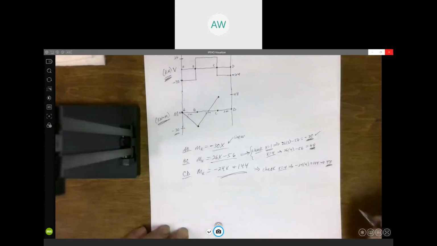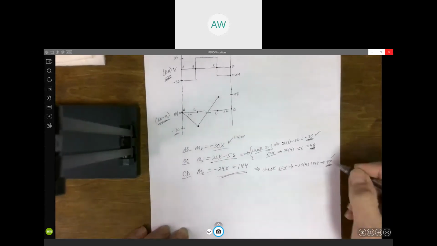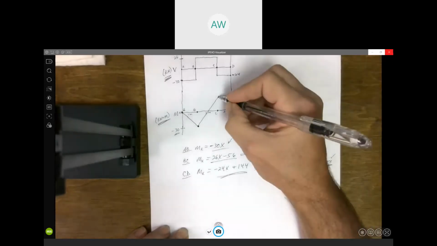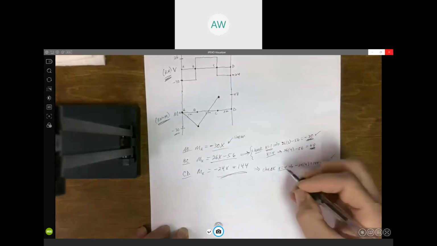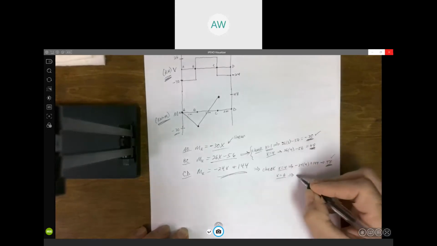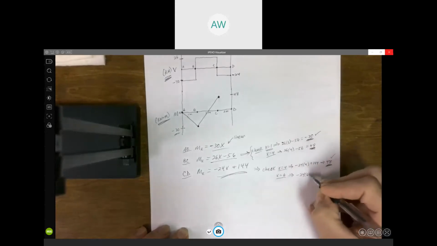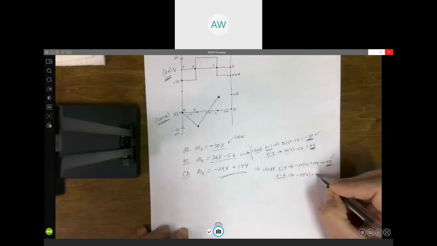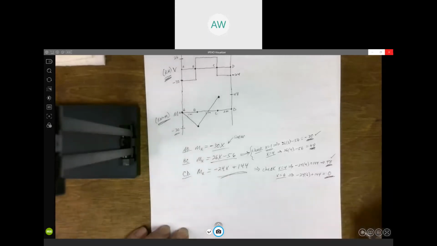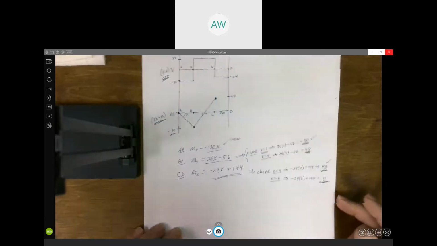Somebody's got a calculator, wants to check that. So that checks. It means we're starting here where this one ended. We're starting here at 48. Now when x is 6, I get minus 24 times 6 plus 144. And that better come out to be 0. If it doesn't come out to be 0, I know we messed up.